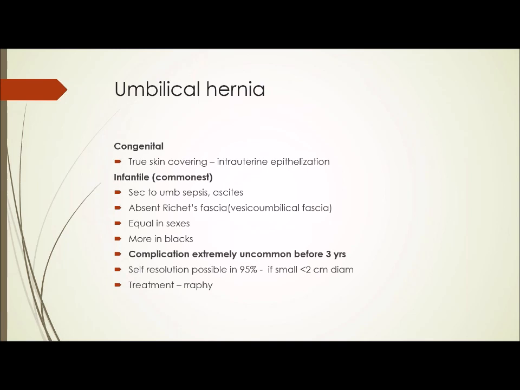But otherwise, it's usually an acquired condition, and usually acquired because of what? It is secondary to umbilical sepsis, ascites. In adults, that is the usual cause. Umbilical sepsis is the most common cause, right? That is responsible even for development later on in life. The thing that you find in these cases is the absent vesico-umbilical fascia, also known as the Richet's fascia. Usually seen in either sex, it doesn't have any sexual predilection, and is more common in blacks.